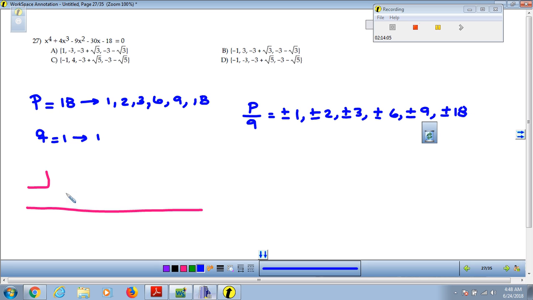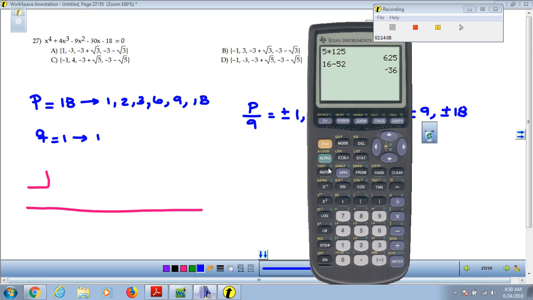Put it on the calculator to save time: x to the 4th plus 4x to the 3rd minus 9x squared minus 30x minus 18.